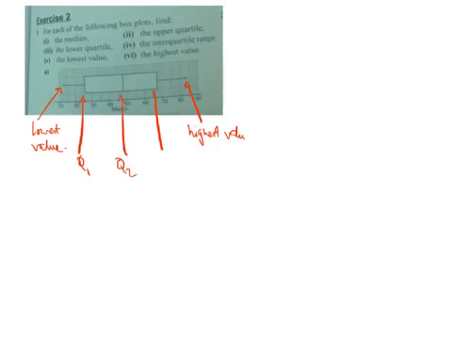So I'll just draw those on to remind you. Lowest value, highest value, Q1, median, Q2, and that one there, that vertical line, is Q3.